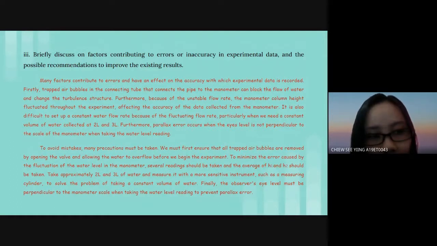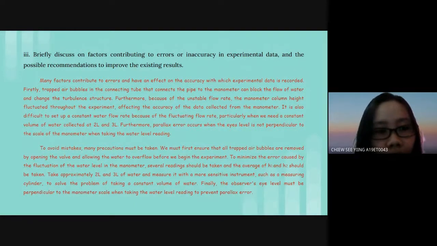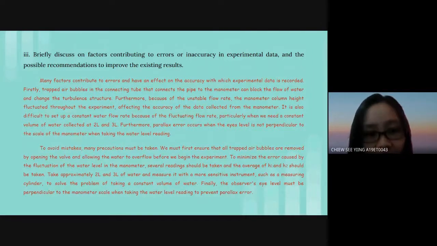It is also difficult to set up a constant water flow rate because of the fluctuating flow rate, particularly when we need a constant volume of water collected at 2 liters and 3 liters. Furthermore, parallax error occurs when the eye level is not perpendicular to the scale of the manometer when taking the water level reading. To avoid mistakes, many precautions must be taken. We must first ensure that all trapped air bubbles are removed by opening the valve and allowing the water to overflow before we begin the experiment.